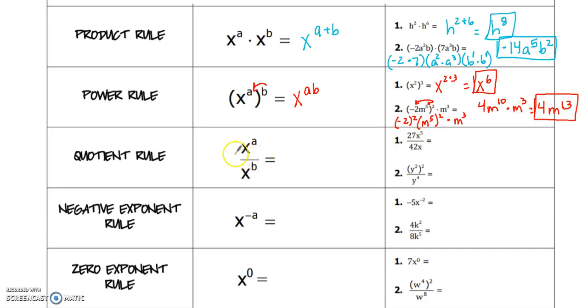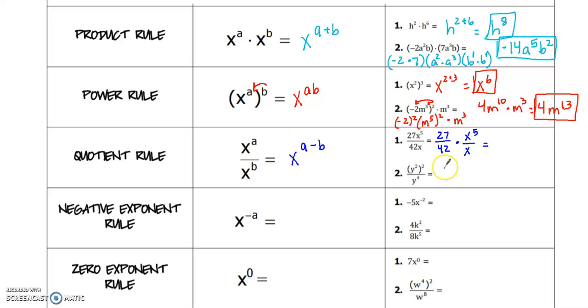Okay, the next one is a quotient rule. So bases are the same, but it's dividing. That means I'm going to subtract my exponents. So if I look at number 1, again, I'm going to kind of split it up. I've got 27 divided by 42, and then I have x to the 5th divided by x. I broke it up based on my bases.